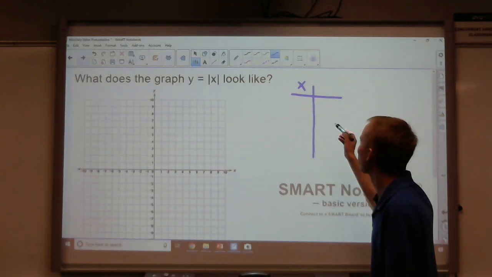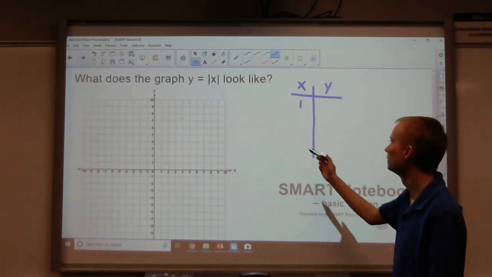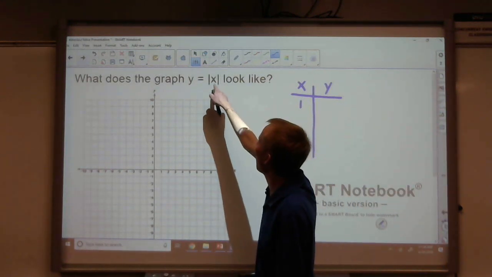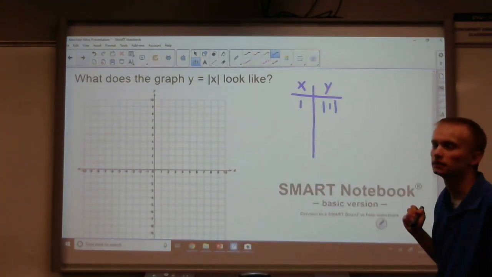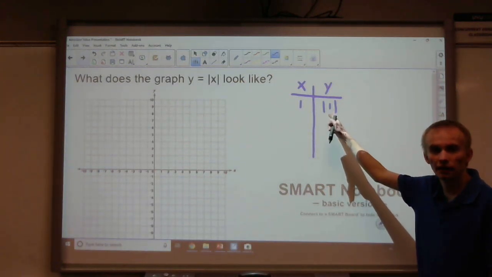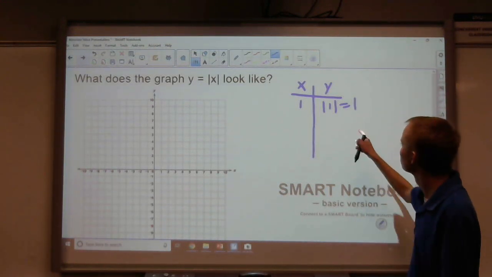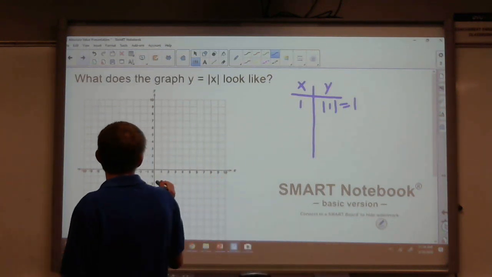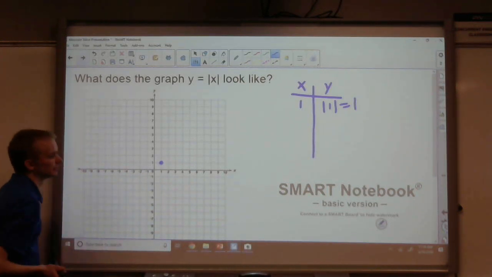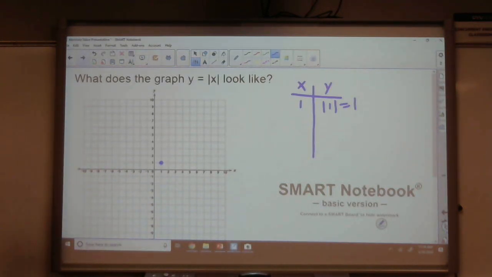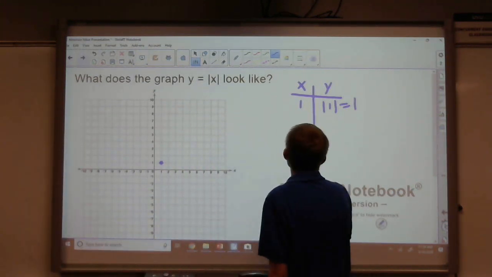Okay, so I'm going to start by plugging in 1 into this equation. When I plug in 1 for x in the equation, I get the absolute value of 1, which, when I do absolute value of a positive number, it stays a positive number. And so I just get 1 there for my y. So that tells me I've got to go through the point (1, 1). I'm going to be at that point right there. My x value is 1. My y value is 1. Okay? Let's do it again.